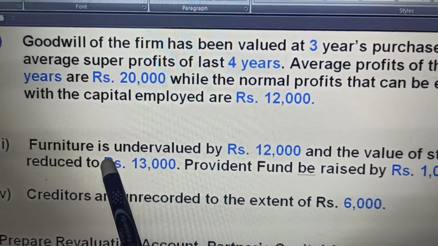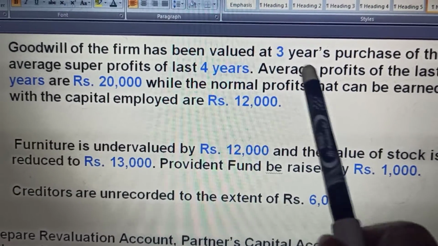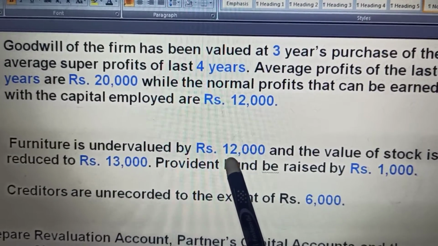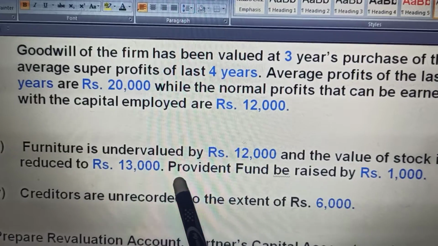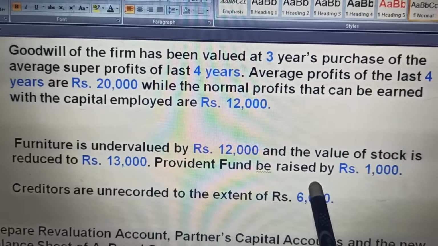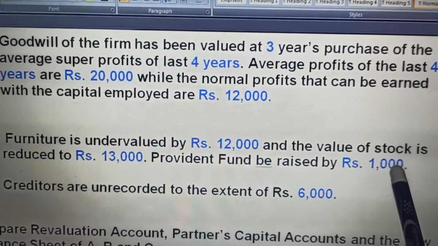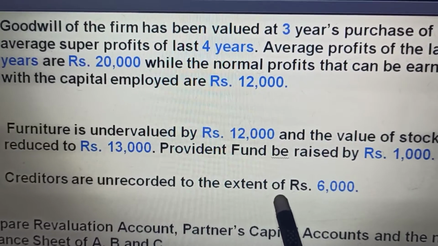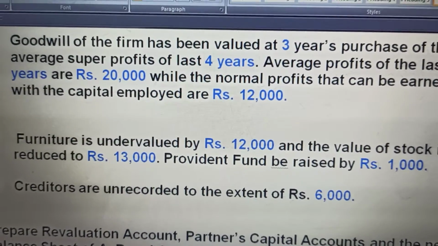Next, furniture is undervalued by rupees 12,000. That means furniture has to be increased now. It is undervalued, so increase the value of furniture. Increase in furniture, you know which side? By rupees 12,000. And the value of stock is reduced. Asset gets reduced, debit side. Provident fund to be raised. Liability is getting increased. You know which side liability increases? Liability increases on the credit. Creditors are unrecorded to the extent of 6,000. Unrecorded liability, increase in liability, credit.